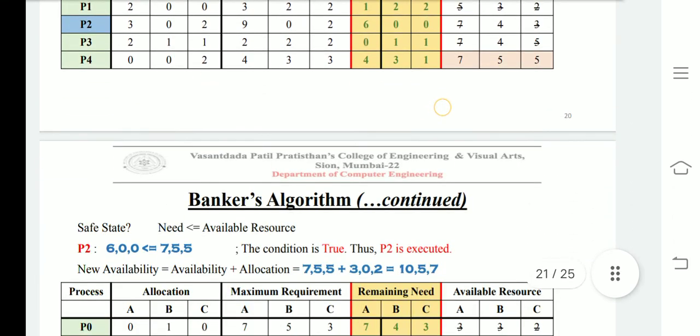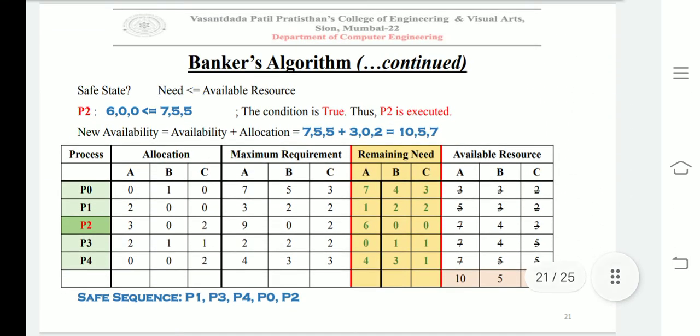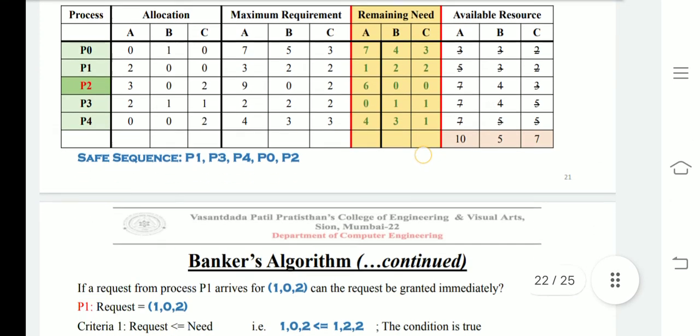And lastly we need to check for P2. We find that the condition is true. We will execute P2 and update the value. So we will get the final available resource as 10, 5, 7. So here we need to find out the safe sequence, right? In what sequence have we executed our processes? First we executed P1, not P0, then not P2, then we executed P3, then P4, and at last we executed P0 and P2. So this is our safe sequence.